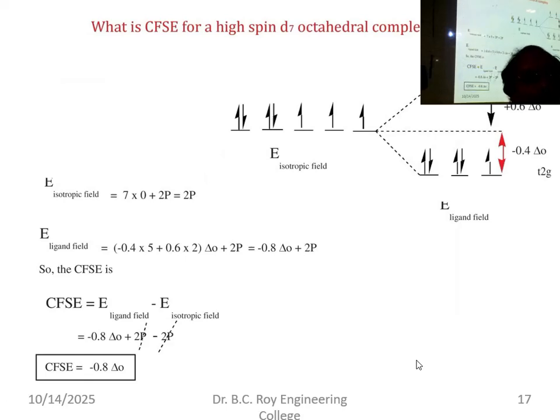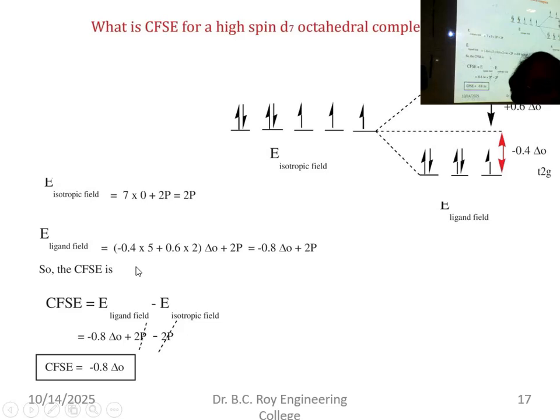This is the actual real life calculation. Isotropic field: 7 into 0. Why? Because the isotropic field is actually your reference frame. That's why the energy is considered as 0. So those electrons residing in these levels will be considered as 0 energy. So 7 into 0 plus 2p, because 2 paired spins are there. P is for pairing energy. So MP was there in the formula, and M is 2 here. So that's why plus 2p. This is the energy of the isotropic field.